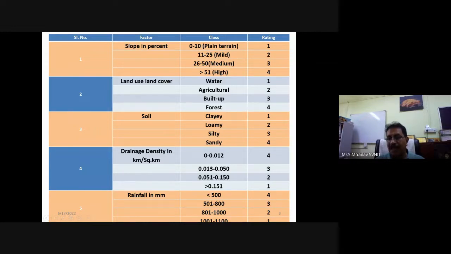Right? When there is 1100 mm of rainfall, naturally the probability of hazard is more. So that is one. Right? And when there is less rainfall, as you go from 1100 to 500, the rating goes 1, 2, 3, and 4. Now you understand. I hope you understood the significance of rating 1, 2, 3, and 4.